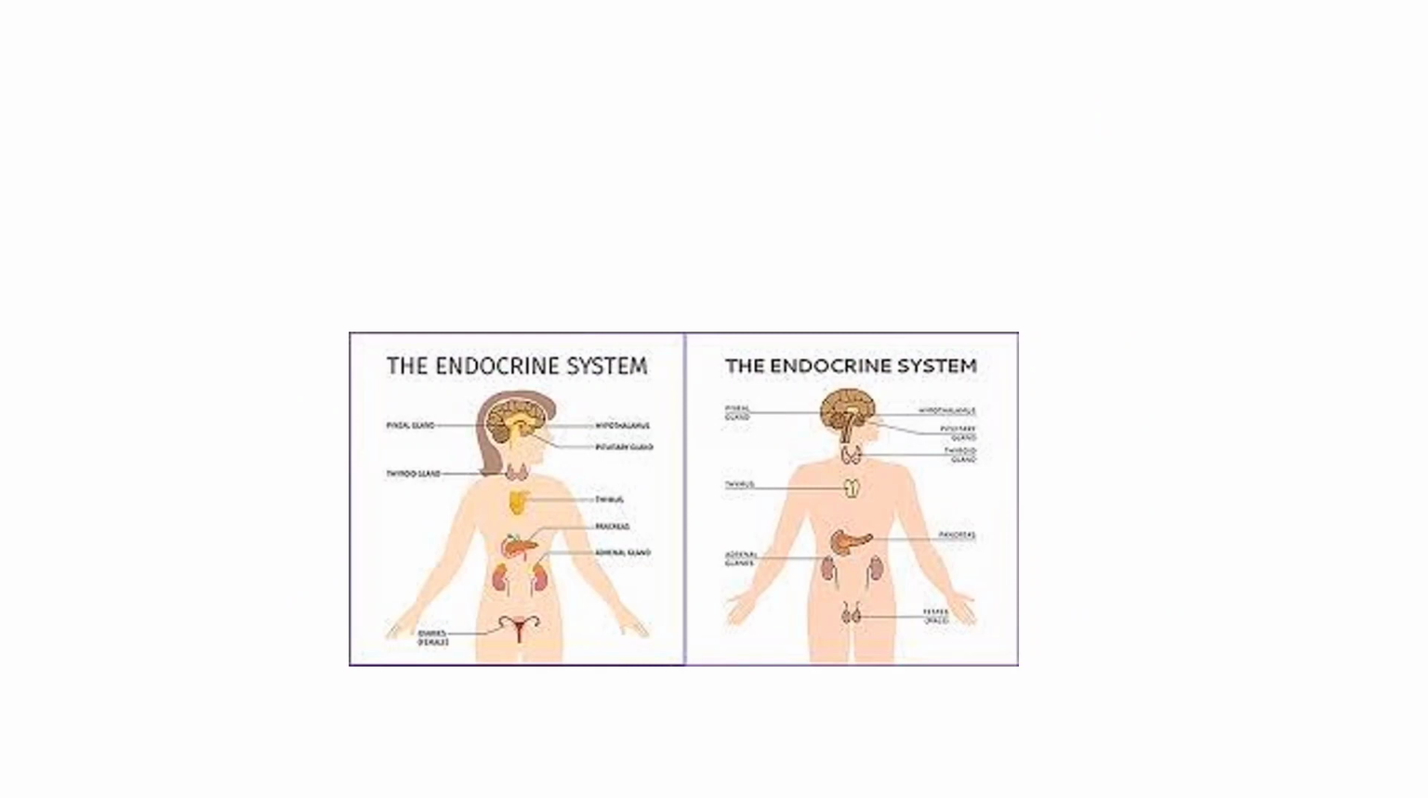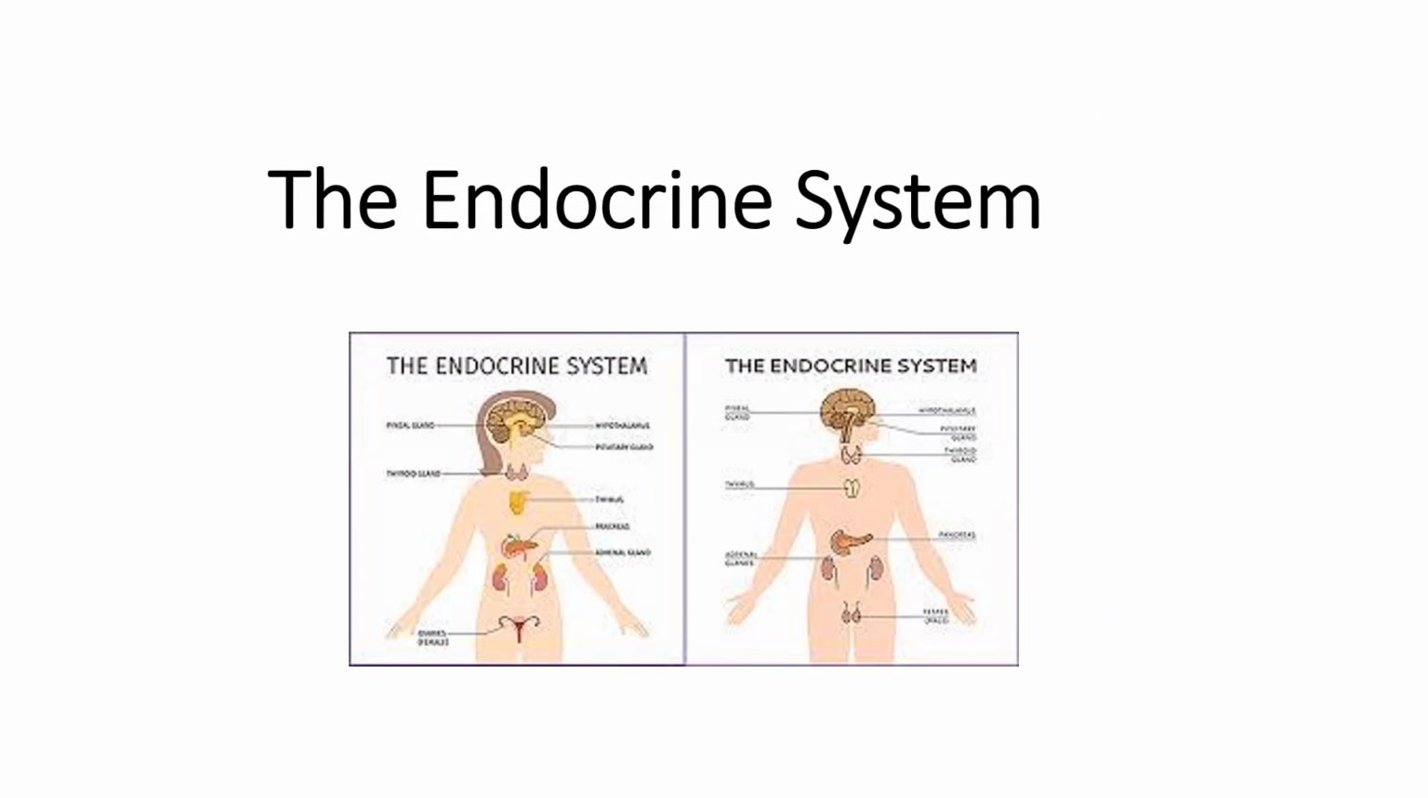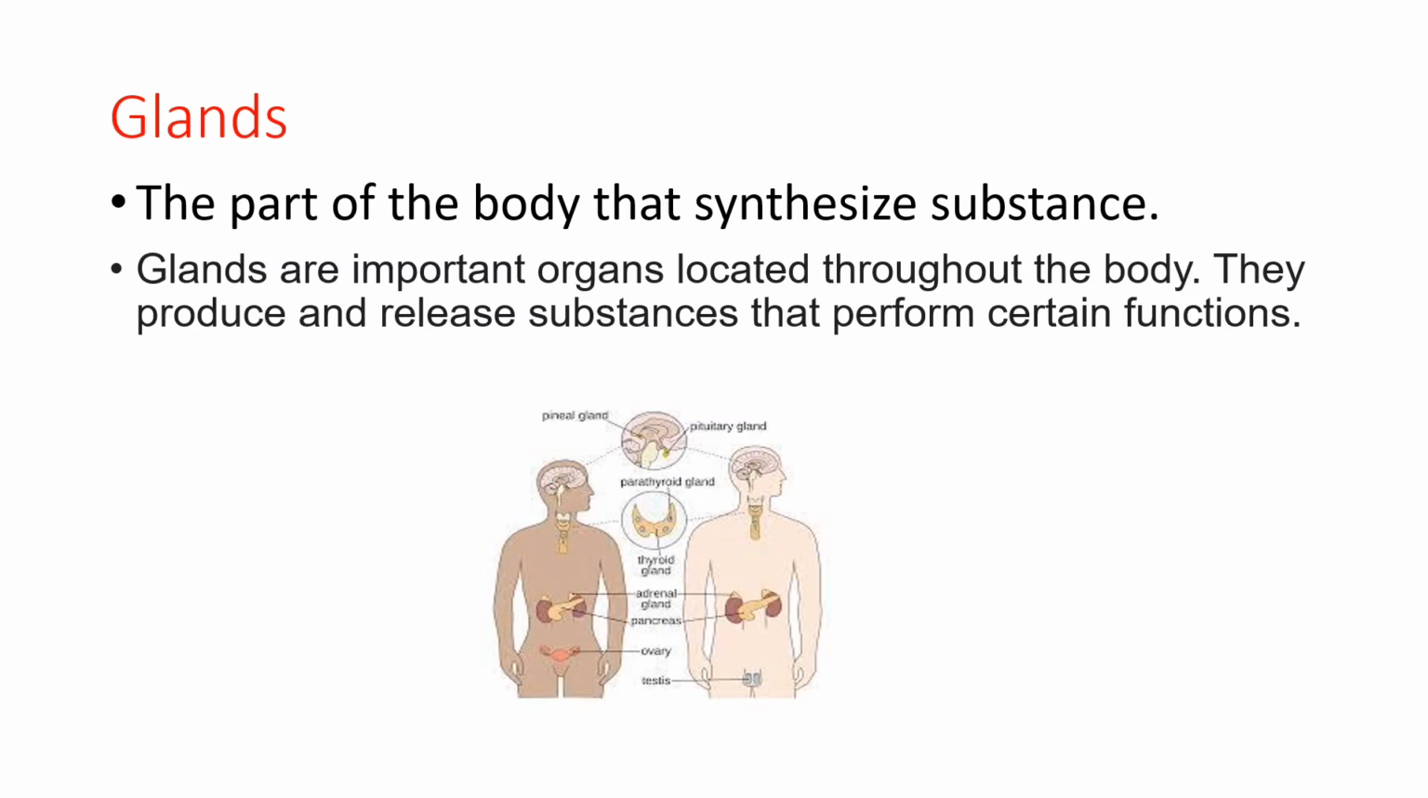Since we are already done with the nervous system, let us now proceed with the next topic, which is all about the endocrine system. The glands are the part of the body that synthesize substances. They are important organs that are located throughout our body. They produce and release substances that perform certain functions. Though we may have many glands, they can be categorized into two types.